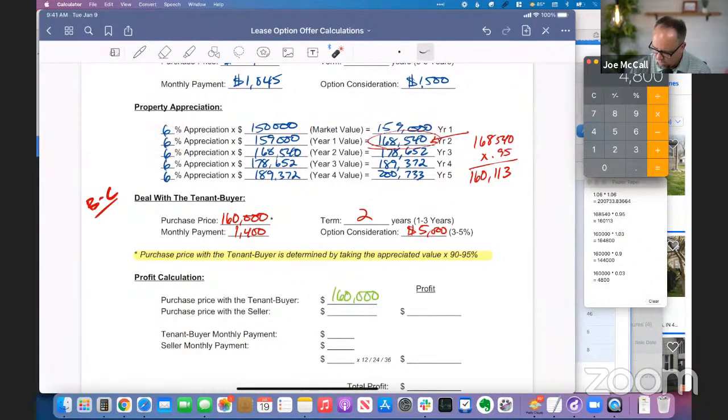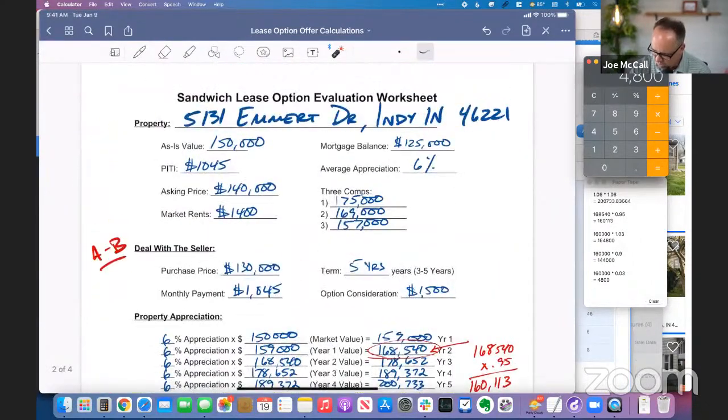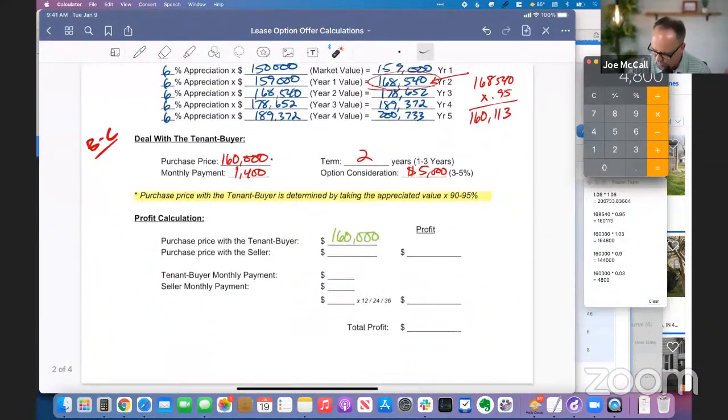All right. Anyway, purchase price with the seller is what? 130. This is looking good to me. This is looking much better than a green juice. What's my profit?